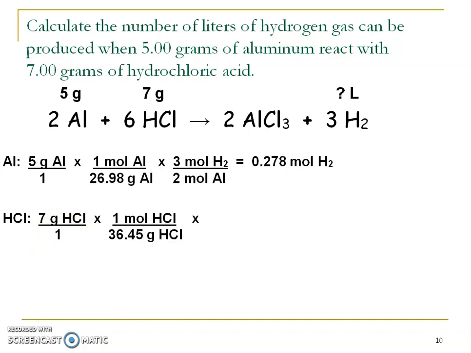Hopefully you came up with 36.45 grams of HCl. And now again, a mole ratio. The mole ratio now is between hydrogen and hydrochloric acid. So it's a 3:6 ratio. Again, pause the video and do the math. 7 divided by 1 times 1 divided by 36.45 times 3 divided by 6 gives you an answer of hopefully 0.096 moles. Now let's compare.